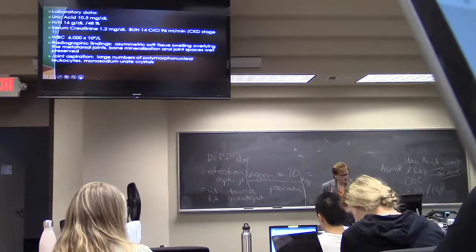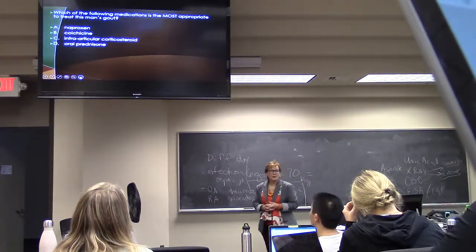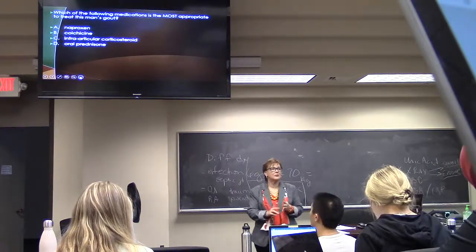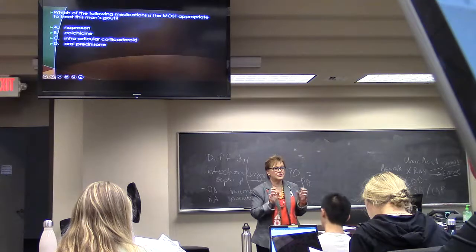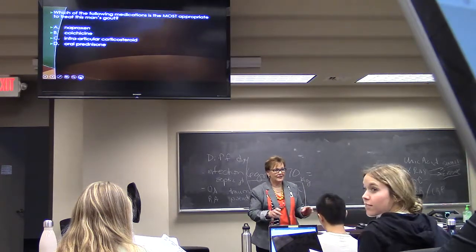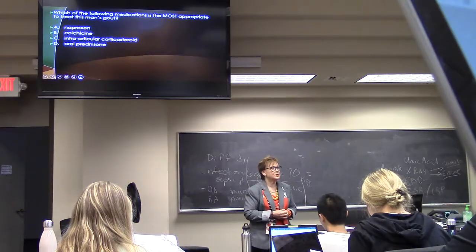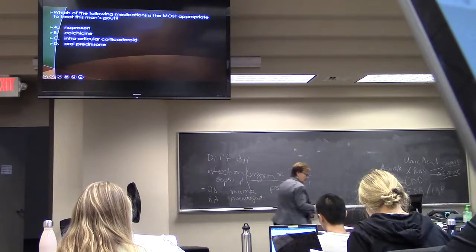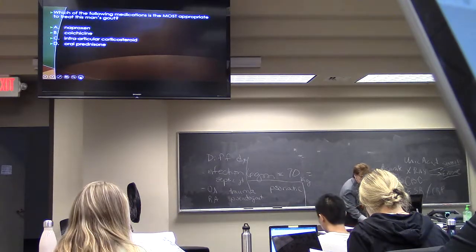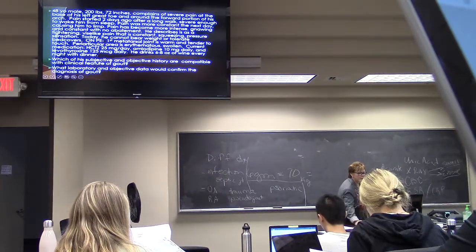Okay, so which of the following medications is most appropriate to treat his gout? Naproxen, colchicine, intra-articular corticosteroids, or oral prednisone? So just think about it for a minute. Think about what you're treating, what circumstance, and what's the first step. Did he come 2 days before? I think the pain had started 2 days ago. Yes, 2 days.